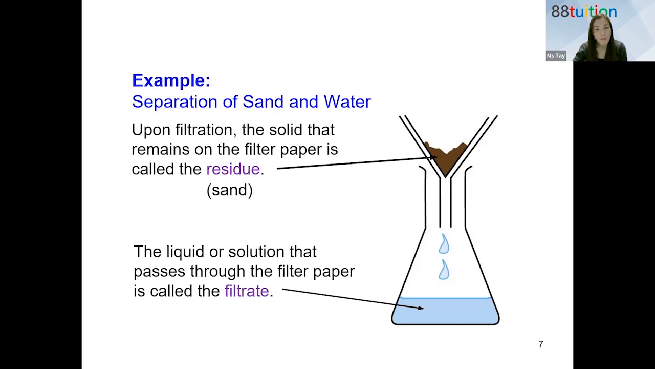So there are names for these substances depending on where they are positioned. Those that are trapped in the filter paper, a very general name will be residue. If you want to identify the substance, you have to look at the question, what is inside your mixture. Whatever passes through, we call the filtrate. Filtrate can be anything that is the solvent, in this case, water.